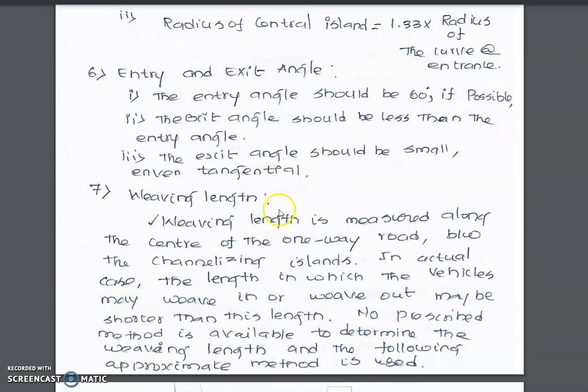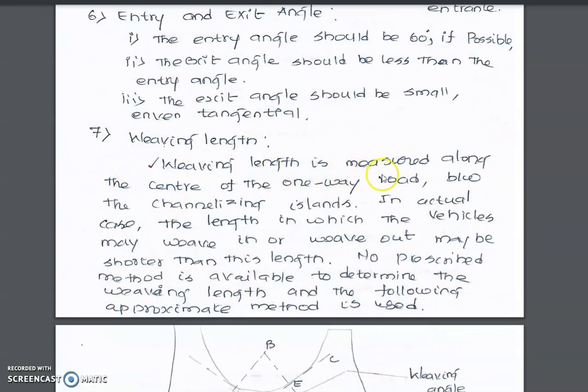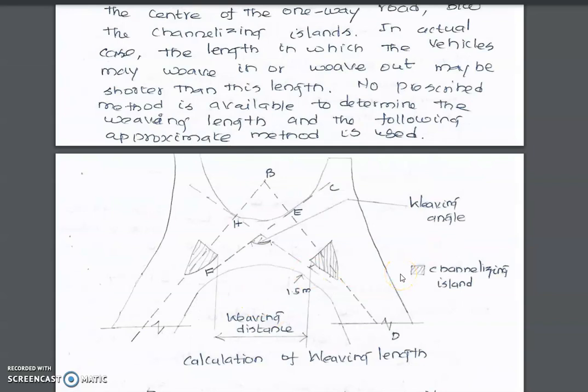in tangential ways. The viewing length is measured along the center of the one-way road between the channelized island. In the actual case, the length in which the vehicles may view in or view out may be shorter than this length. So no prescribed method is available to determine the viewing length, and the following approximate method is used. So this is the viewing angle. See this angle we have to make. This is called the channelized island. Through the viewing distance, we have to do the calculation of the viewing length.